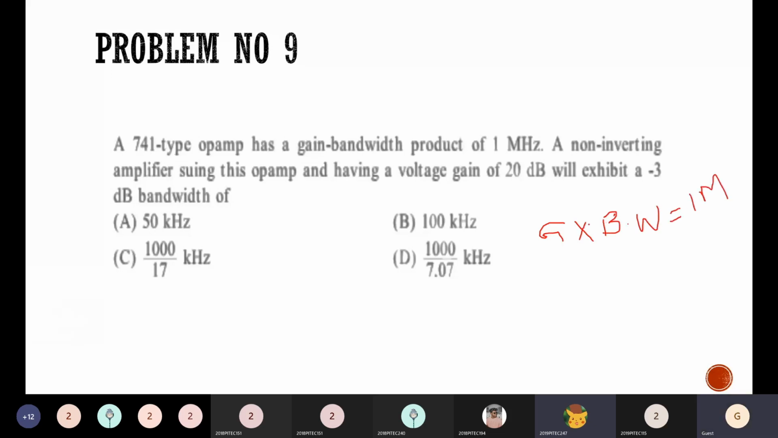Here we know the gain, but it is not directly given, it is in dB. Convert this into a normal factor and substitute here. So you know this value 1 megahertz and this gain is also known. So the only unknown will be bandwidth. From that you can find out the bandwidth value. Check it out, what will be the answer for this? The last problem, finish it off.